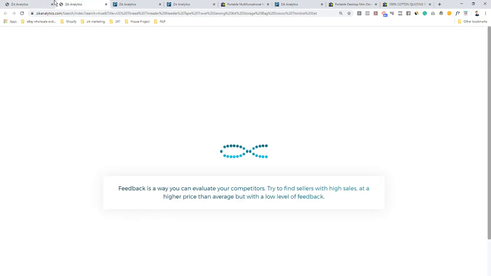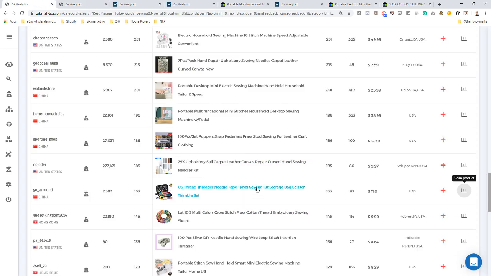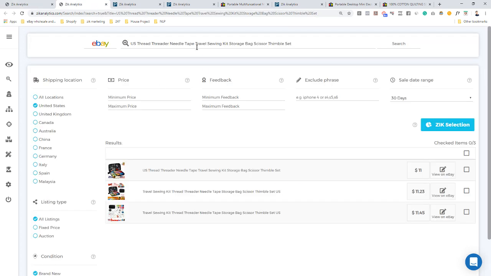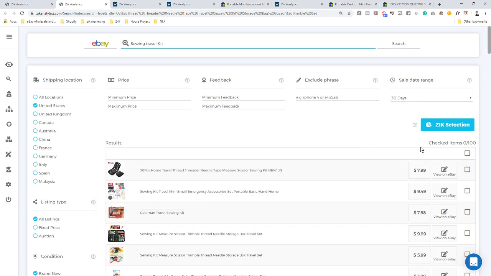Travel sewing kit. Also, why I like this product: very generic, can be used in many ways, has a decent amount of sales here. Let's check out this travel sewing kit and see what the demand is overall. Let's see what the results are. All right, I think there are a lot of sales. Let's see what the sales in the United States are for this niche. Let's see if I found something interesting.